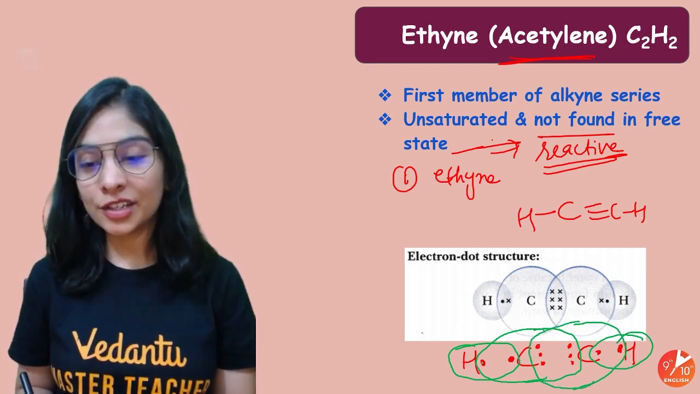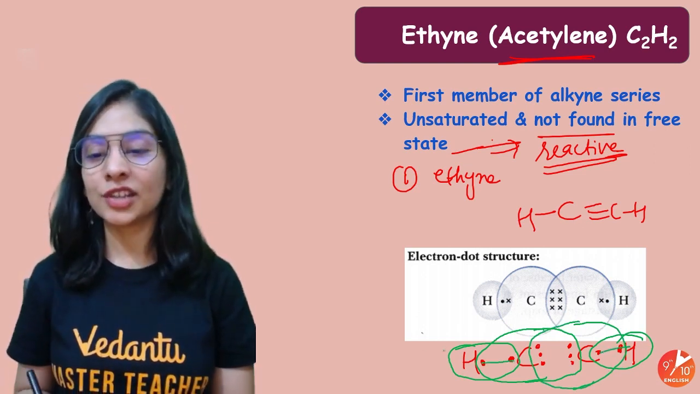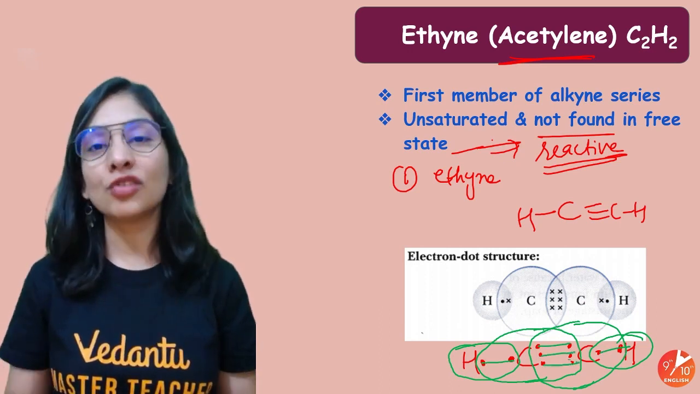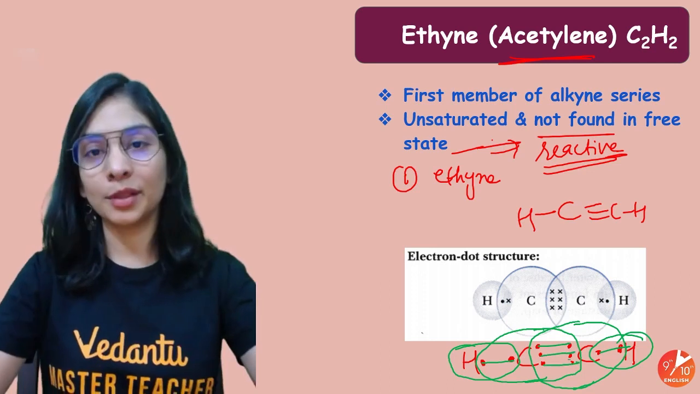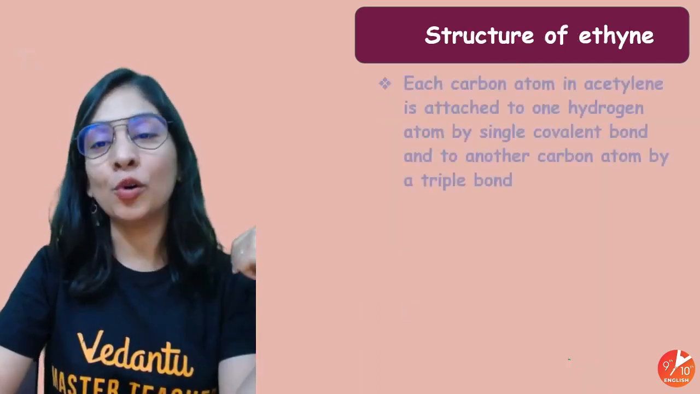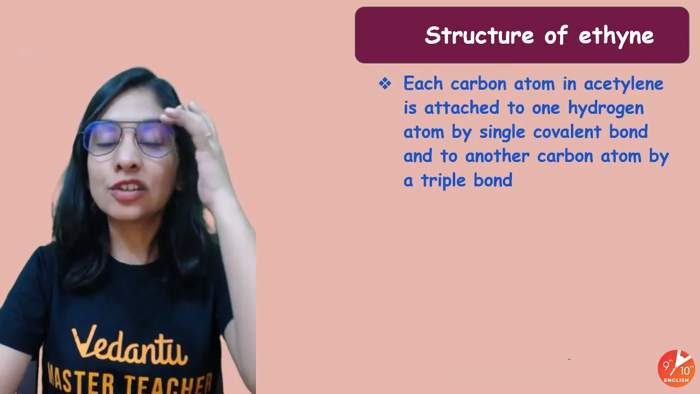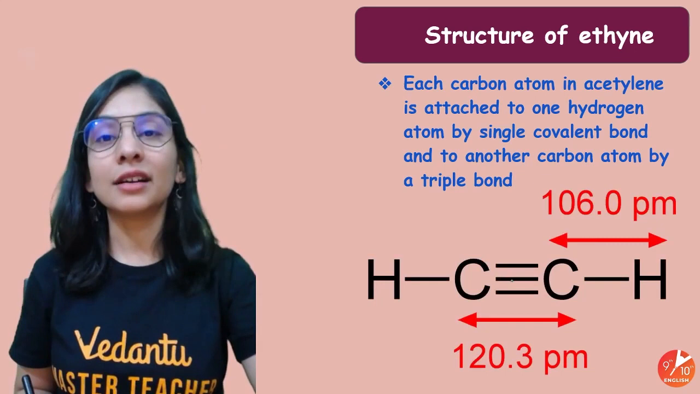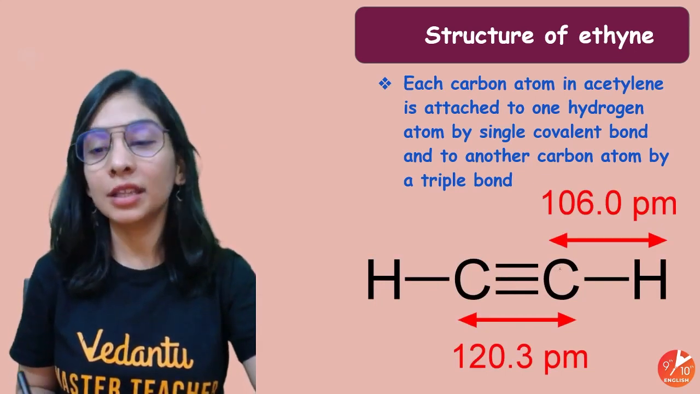So carbon and hydrogen share 2 electrons, single bond. Between the carbons, total 6 electrons being shared, that means there will be a triple bond. Yeah. So this is the electron dot structure, and I told you the open structure also. And let's talk about now what exactly the structure looks like. There is a triple bond in ethyne and 2 single bonds.